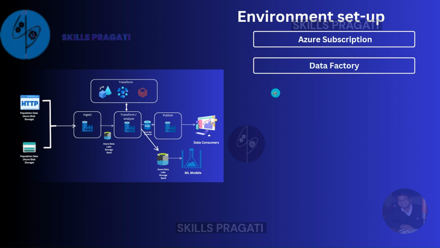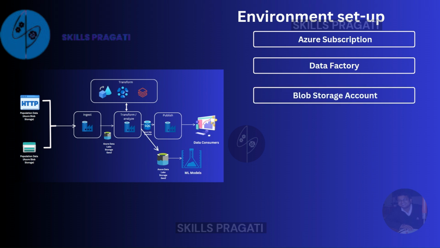We need a data factory to help with the ingestion and transformation processes. Data flow is part of the data factory, so we don't need to create any additional resources for that. We need an Azure blob storage to keep our population data. We'll also use this blob storage to keep some of our config files for the data factory and also the script for the HDInsight transformation when we come to do that.